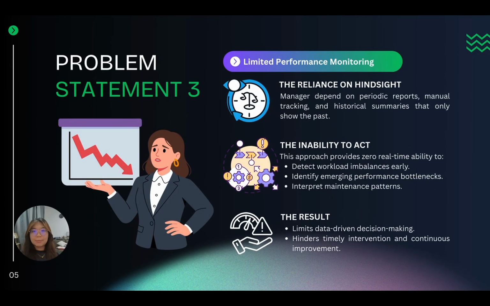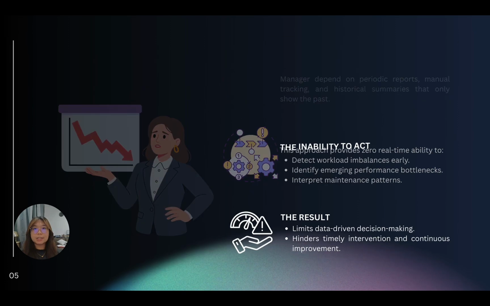The third problem statement is limited performance monitoring. Managers often depend on periodic reports or manual tracking. These reports usually show past performance, but they do not provide enough real-time visibility. Because of this, managers may not be able to detect workload imbalance early, identify bottlenecks, or understand maintenance patterns quickly. This limits data-driven decision-making and makes continuous improvement more difficult.